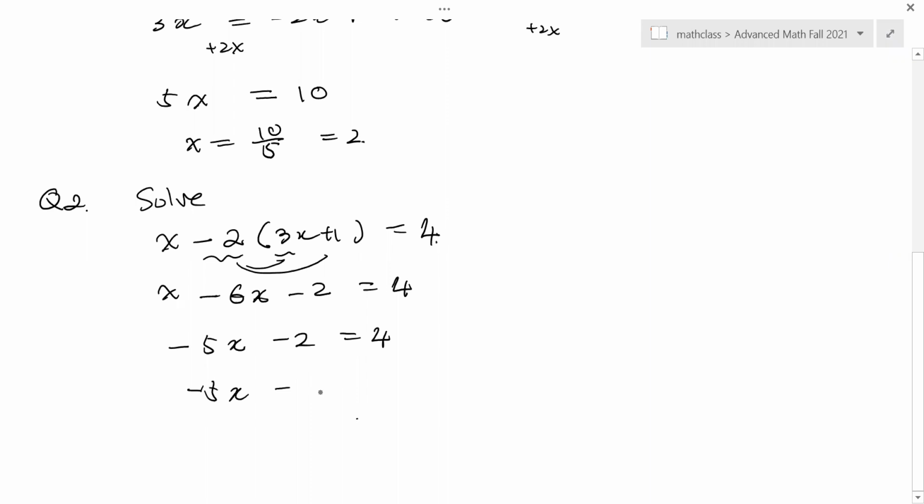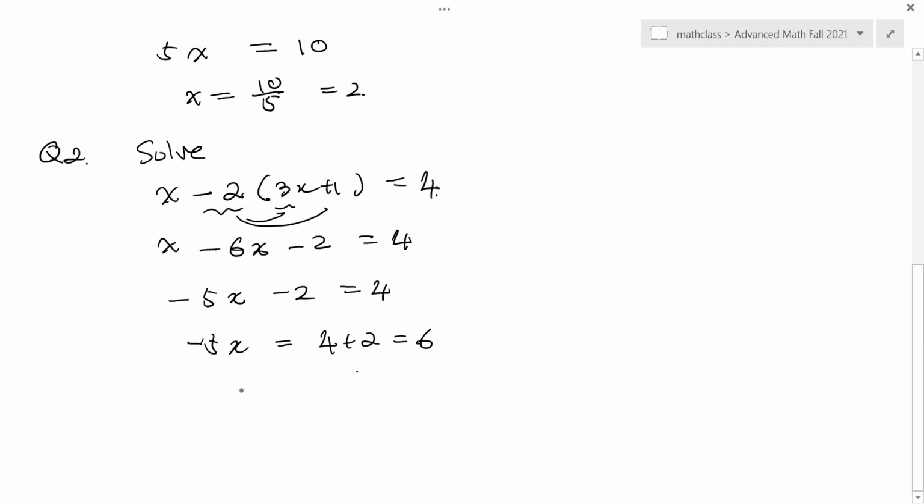Then you add 2 to both sides, or you move negative 2 to the right hand side. You change the sign, so that should be equal to 6. Then you divide both sides by negative 5. You will get a fraction, not a negative 1. So that is going to be negative 6 over 5. I hope I did a correct computation. So x minus 2, negative 6 over 5 minus 2 equals 4. So that is the answer.